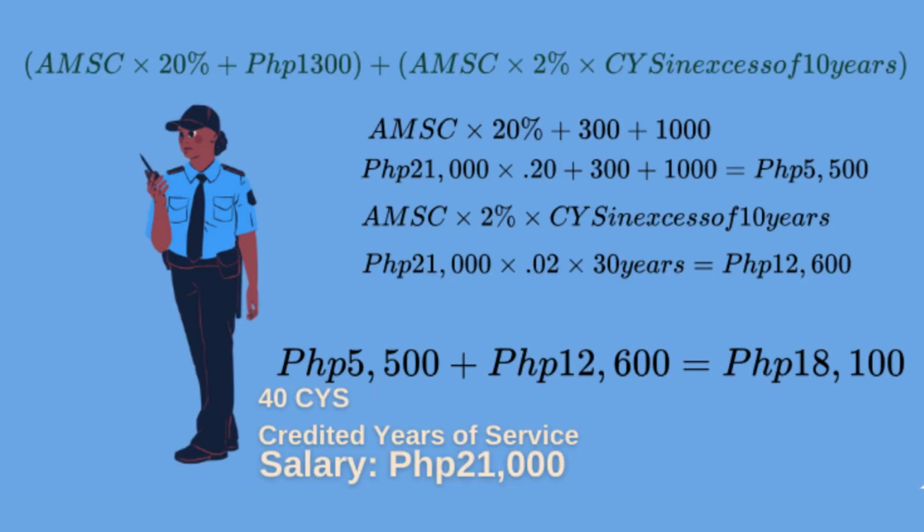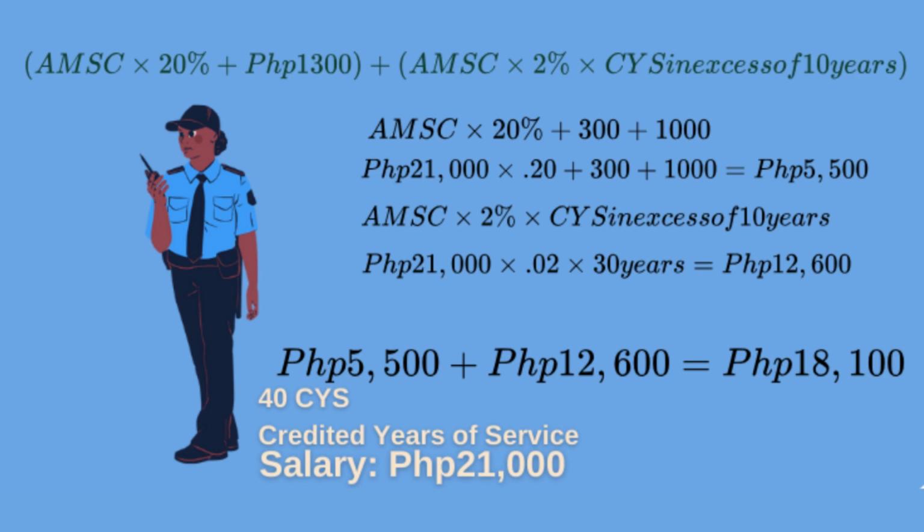Using the first formula, let's compute for Gardi's regular monthly SSS pension. The first part of the first formula shall calculate 20% of his average monthly salary credit or AMSC plus 300 pesos and an additional 1,000 pesos since he worked and has SSS contributions in excess of 10 credited years of service or CYS. The second part of the first formula shall compute for 2% of the average monthly salary credit or AMSC multiplied by 30 years since Gardi worked and has SSS contributions for a total of 40 credited years of service or CYS. And the number of years in excess of 10 years is of course 30 years.